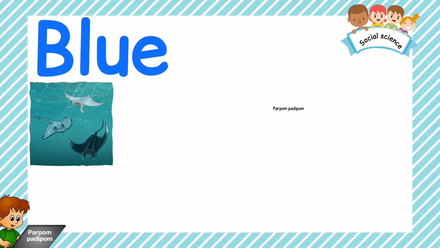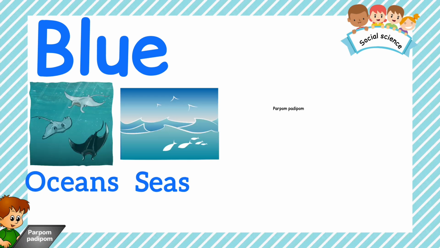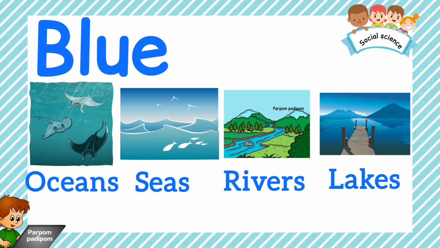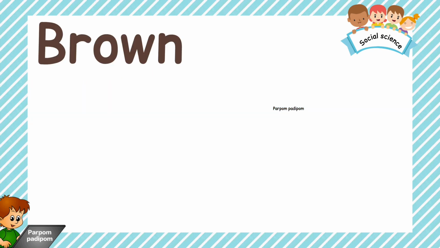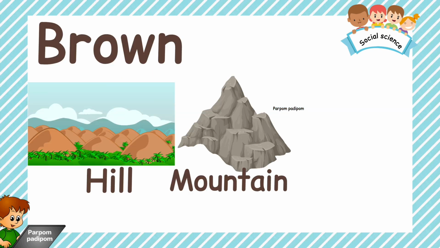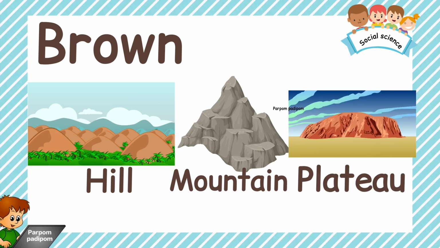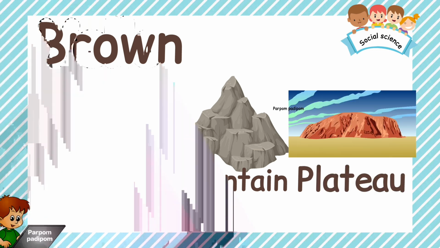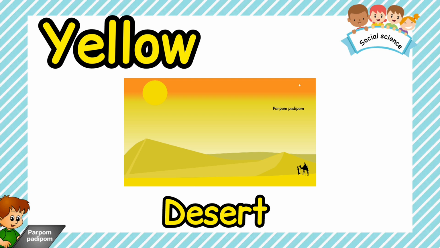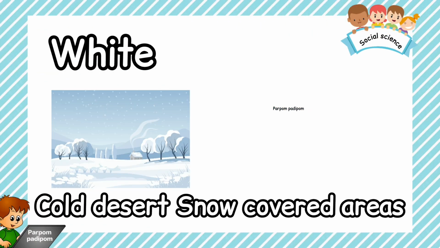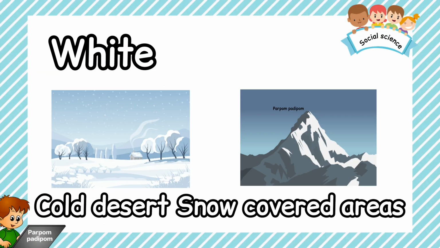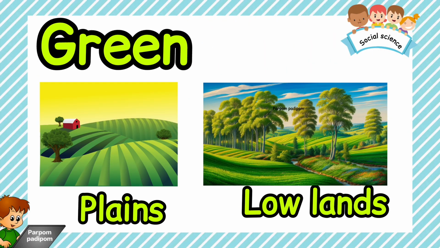Blue represents water bodies such as oceans, seas, rivers, lakes, etc. Brown represents hills, mountains, plateaus. Yellow represents hot deserts. White represents cold deserts, snow-covered areas. Green represents plains and lowlands.